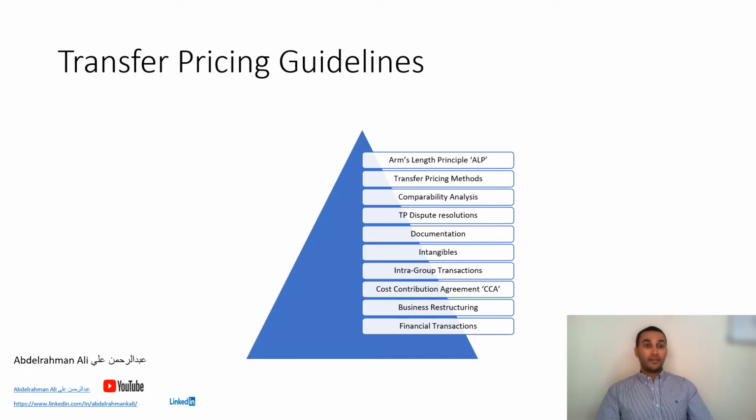There is a chapter about comparability analysis. And there is a chapter about dispute resolution mechanisms and about documentation as well, how your documentation should look. Additionally, there is intangibles, and we all know that the word intangibles is very wide and has a lot of definitions. We will look at it from the glossary and in detail.